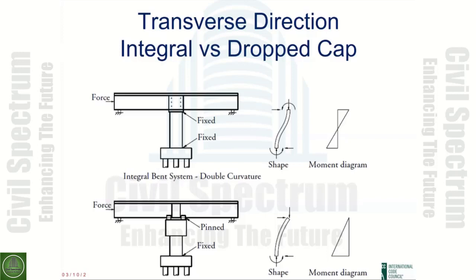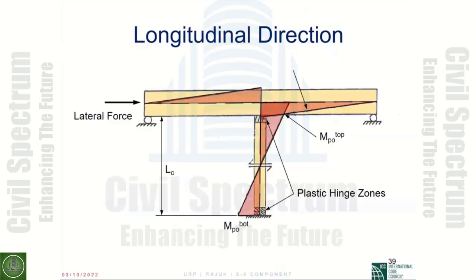So the integral cap or the dropped cap will have a very important implication on the stiffness of the bridge. If you have an integral cap, you will have a stiffer bridge. And if you have a dropped cap, you will have a less stiff bridge and you will have a single curvature type. So both of them are fine. It depends on how you are detailing things.